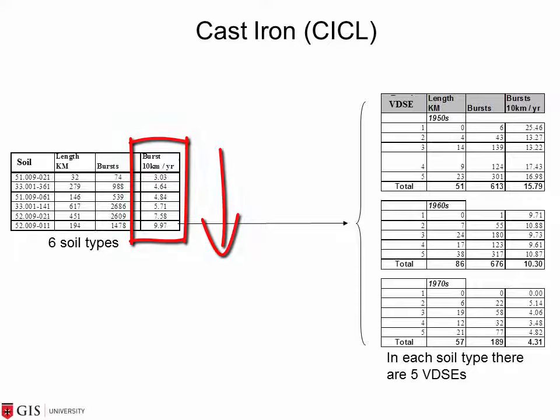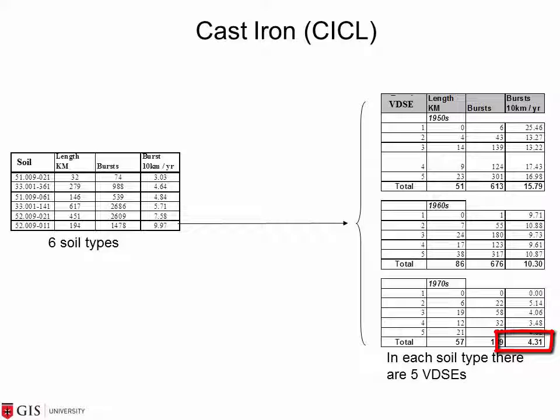Lumping of data masks the effect of age. So on average, the 52.009-011 assets perform at 9.97 failures per 10 kilometres per year. However, when we disaggregate this, the assets installed in the 1970s perform at 4.31 failures per 10 kilometre per year, while assets installed in the 1950s perform at 15.79 failures per 10 kilometres per year.